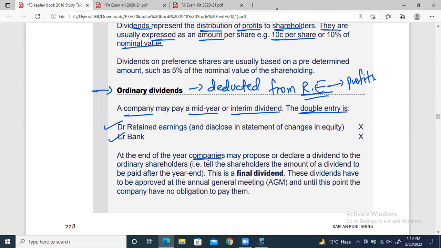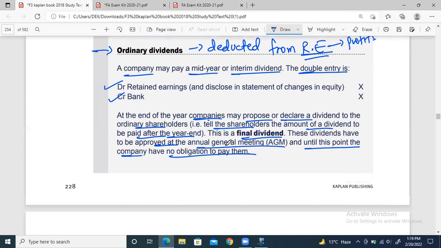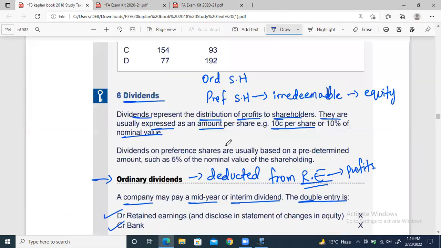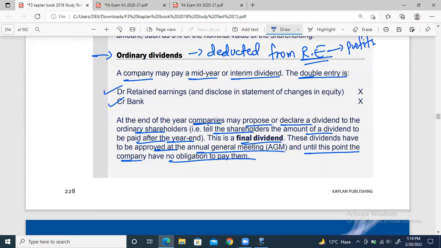At the end of the year, companies may propose or declare a dividend to the ordinary shareholders. That is, they tell the shareholders the amount of a dividend to be paid after the year end. So they just plan it. It's not actual. This is a final dividend. These dividends are to be approved at the annual general meeting, and until this point, the company has no obligation to pay them. So there are basically two kinds of dividends. One is called the final dividend, and one is called a proposed dividend.